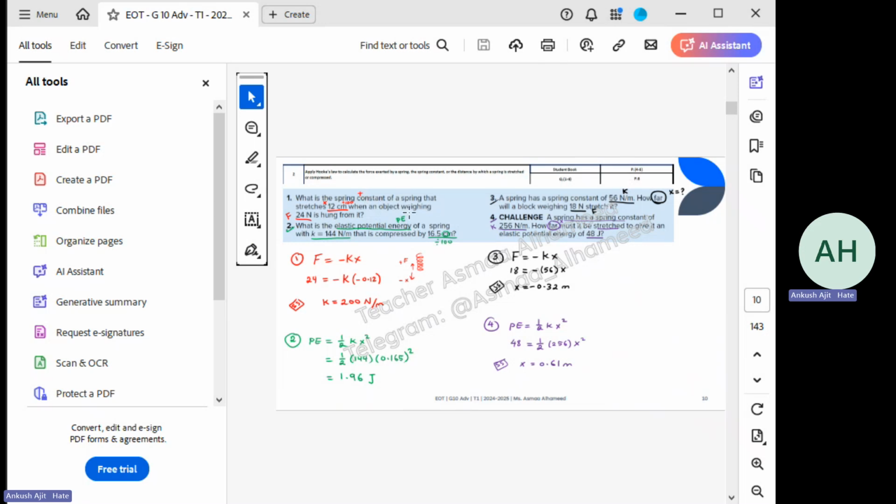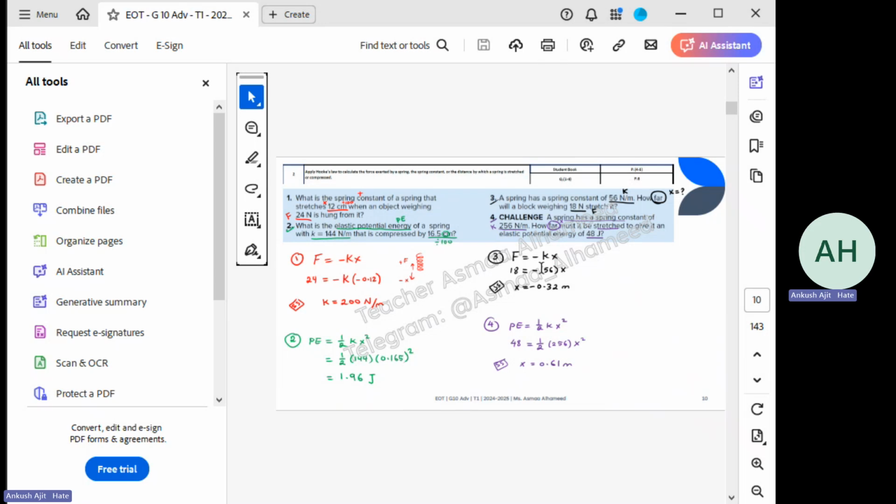What is the spring constant of the spring that stretches 12 centimeters when an object weighing 24 Newton is hung? So F equals minus kx, so 24 equals minus k into minus 0.12. You solve this, k will be 200 Newton per meter. Next, V will be half kx square, half into 144 into 0.165.